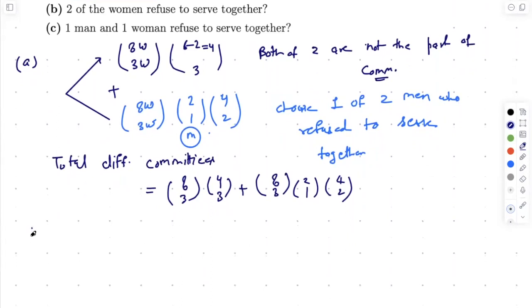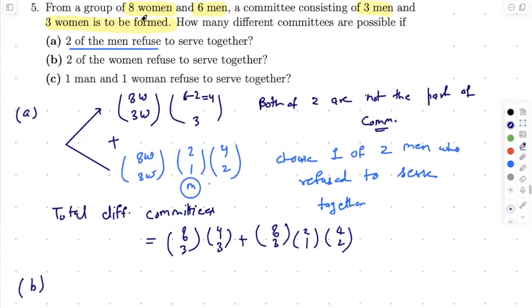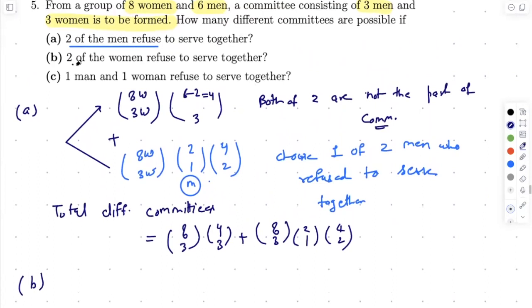Similarly, you have the B case. Sir, can you repeat this question again? Sure. This B part, if you see, is almost the same type. I have to repeat the same thing. Again, there are 8 women and 2 women refuse to serve together. A similar type of situation.